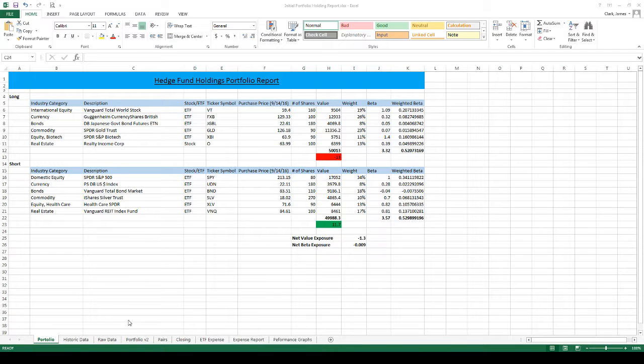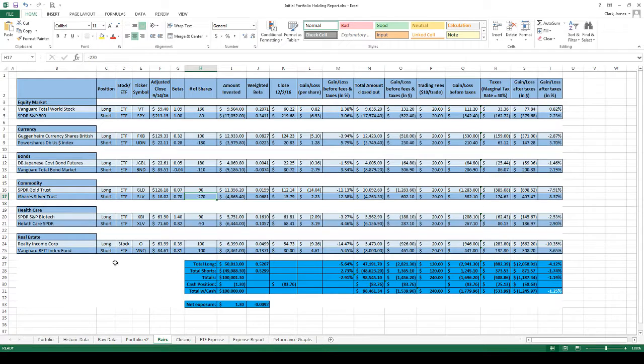And so if we go here, I can show you the pairs, how I paired this up. I had a long position in international equity and shorted domestic equity by being exposed to the S&P 500 SPDR ETF, SPY. Then I had the currency. I was taking a long position on the British pound and shorting the American dollar. The bonds, I was taking a long position in Japanese government bonds and shorting the whole world market for bonds.